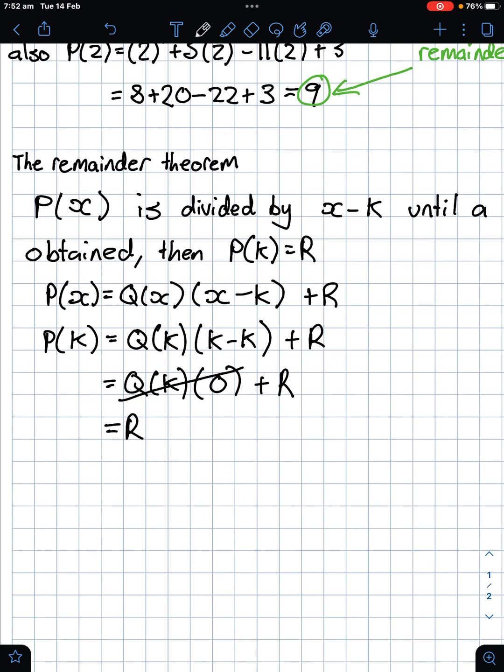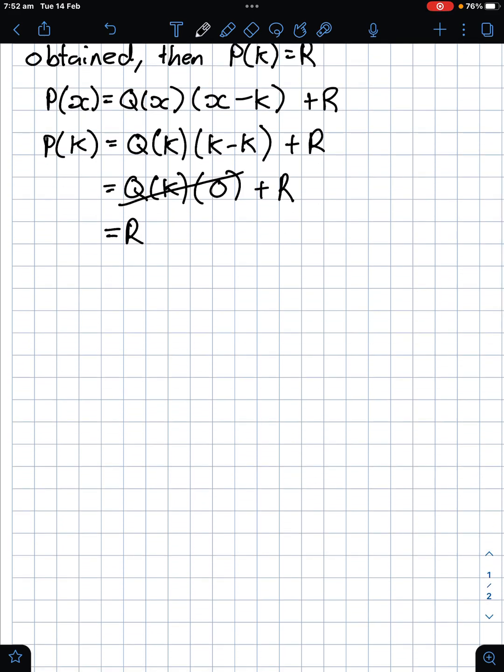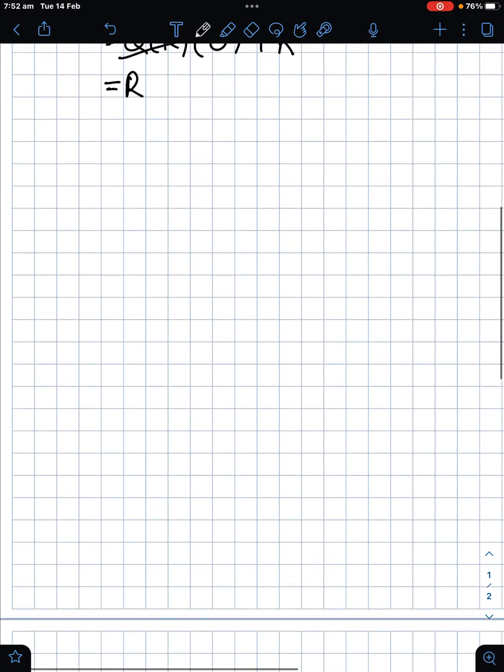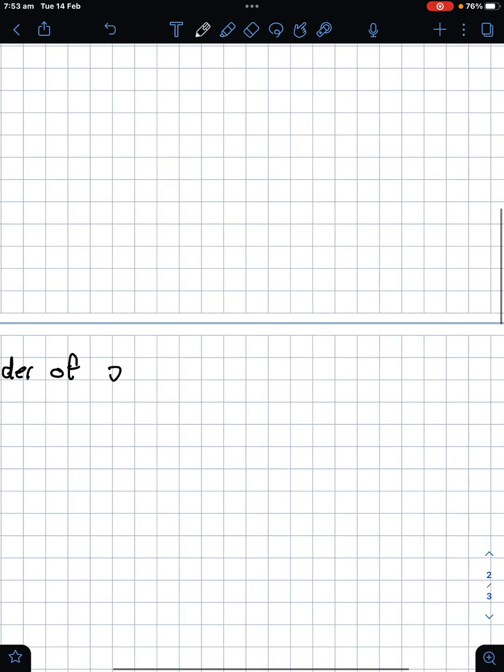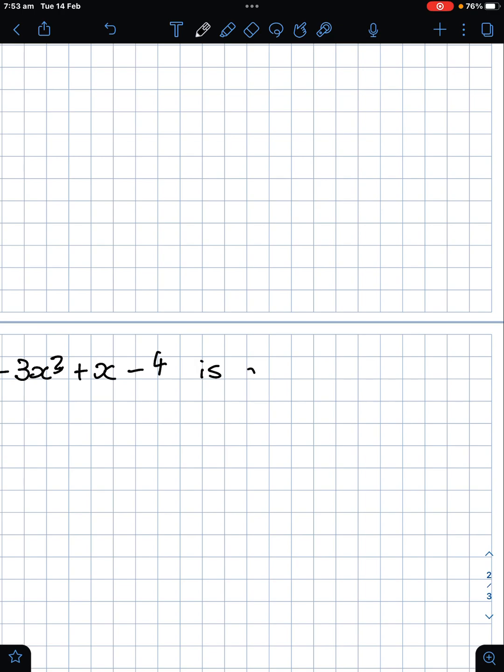So an example of this will purely be using the remainder theorem. Our question in this space is: use the remainder theorem to find the remainder of x to the power of 4 minus 3x cubed plus x minus 4, now you'll notice I'm just using the textbook example, is divided by x plus 2.